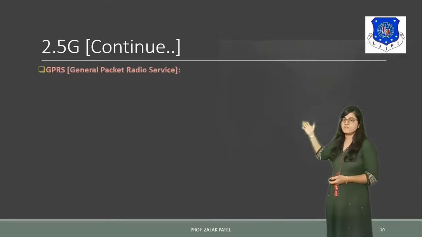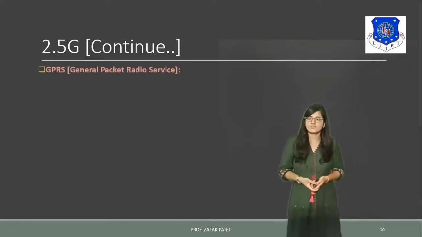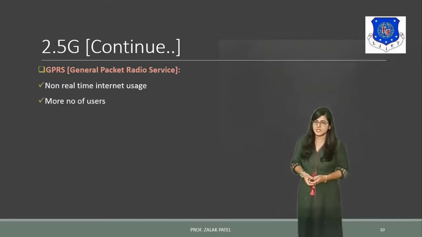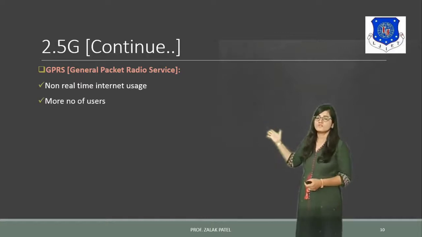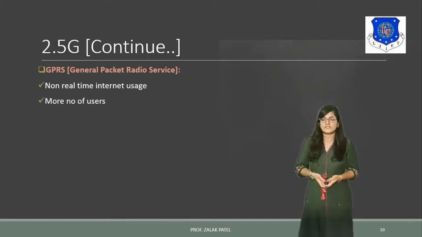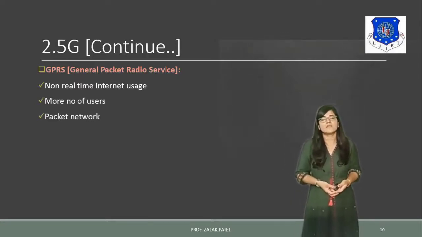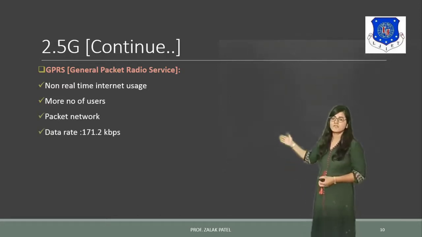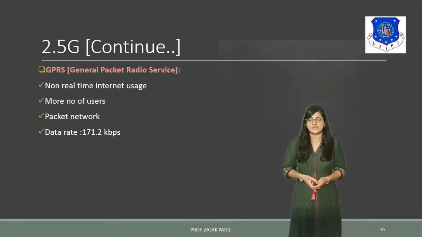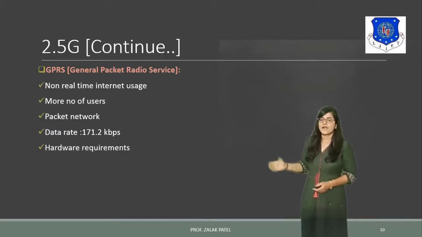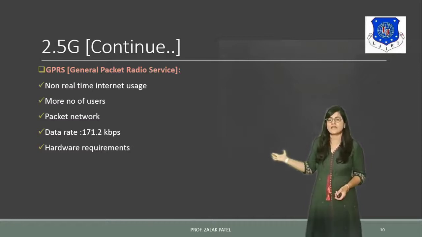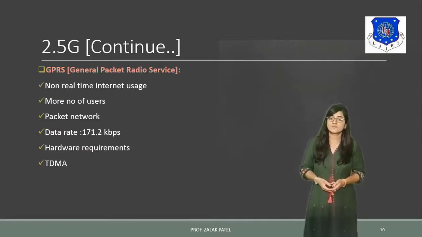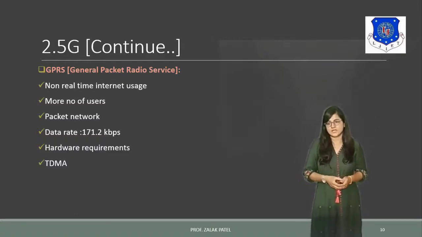Next standard is GPRS, which stands for General Packet Radio Service. It is mainly used for non-real-time internet usage, and here more users are offered this service compared to the previous one. It is based on packet-to-packet network transfer. Data rate is 171.2 kbps. Obviously, some hardware requirements can change the system, like you have to install gateway routers to use the GPRS service. So this is one of the 2.5G standards.